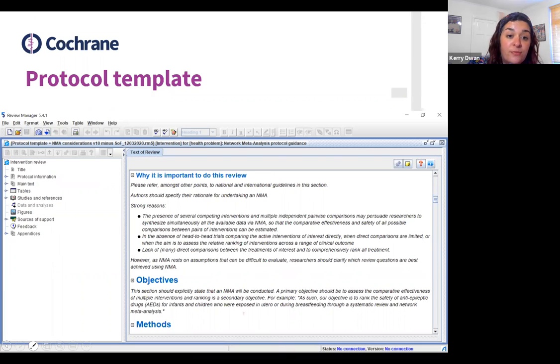So for example, in why it's important to do this review, we say the authors should specify their rationale for undertaking a network meta-analysis. And we give examples of strong reasons for this. So you would need to relate that to your particular review and back that up with justification. And then in the objectives, this section should explicitly state that a network meta-analysis will be conducted, and also ranking if that's an objective as well.